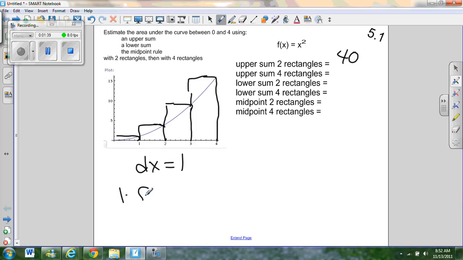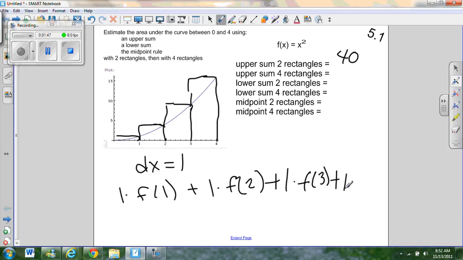So we have 1 times f of 1 plus 1 times f of 2 plus 1 times f of 3 plus 1 times f of 4. So we have 1 times 1 squared, which is 1, plus 1 times 2 squared, which is 4, plus 1 times 3 squared, which is 9, plus 1 times 4 squared, which is 16. A total of 30.